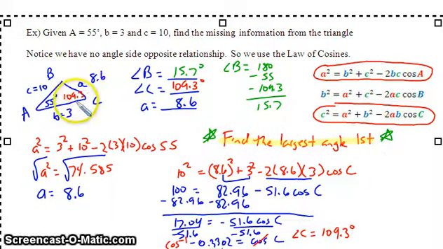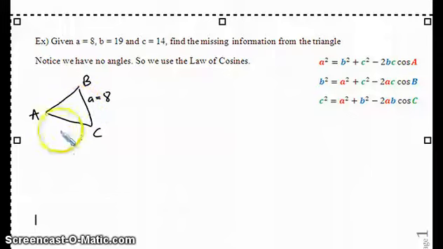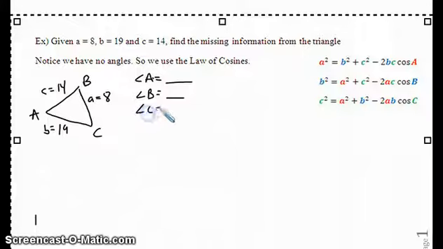Okay, let's take a look at our next example, where we have another triangle. We'll call it A, B, and C. This time I'm only given information about side lengths. A was 8, B is 19, and side C is 14. So I need to know all three angles. I need to know angle A, I need to know angle B, and I need to know angle C.